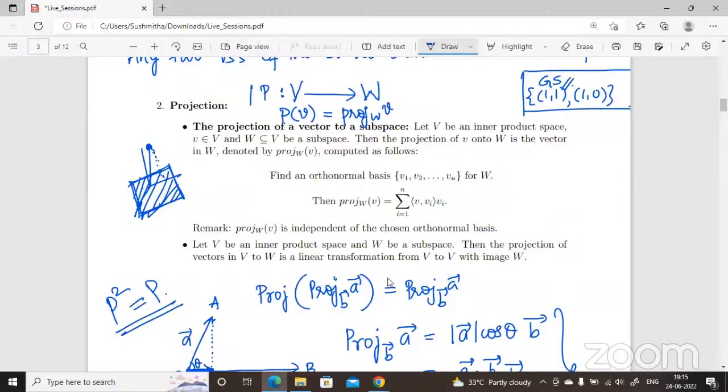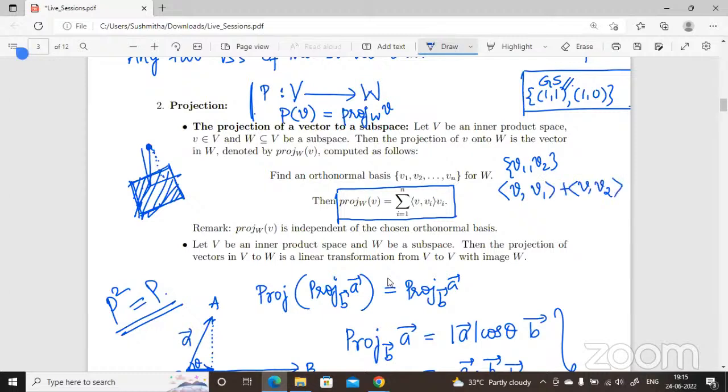Okay, let's come back to this. So how will you find the projection? By using this formula. First you find an orthonormal basis for W. And then the projection is going to be, suppose I have two vectors v1, v2, means W is two-dimensional, then the projection is going to be the inner product of v with v1 plus the inner product of v with v2. That's all.